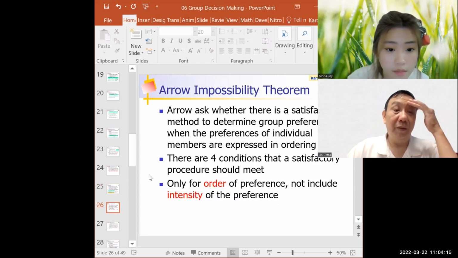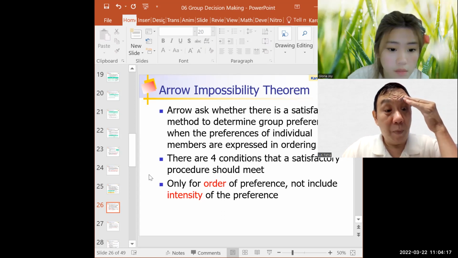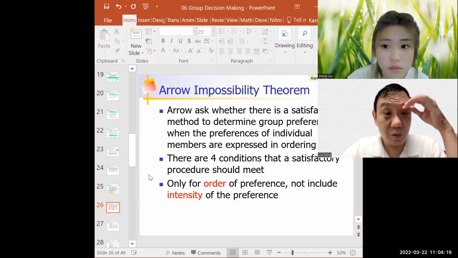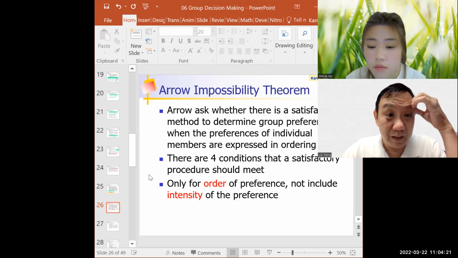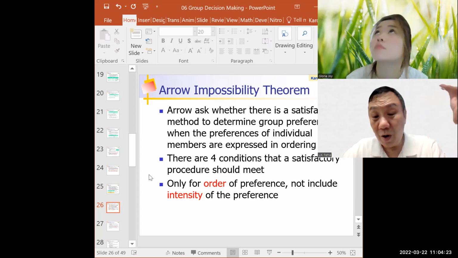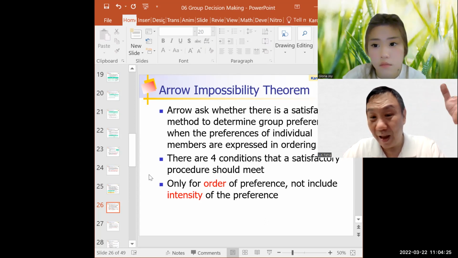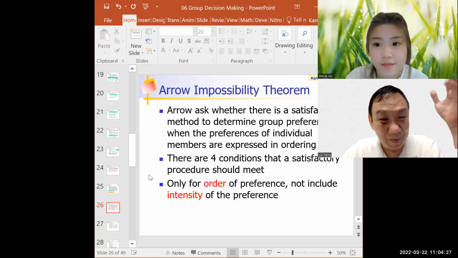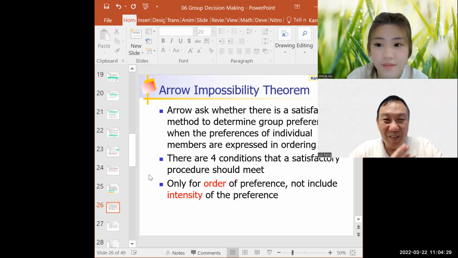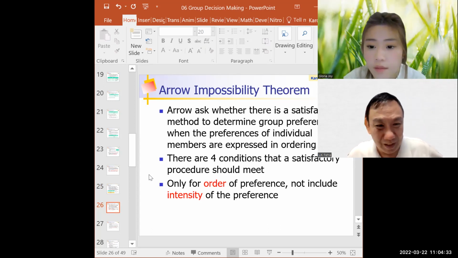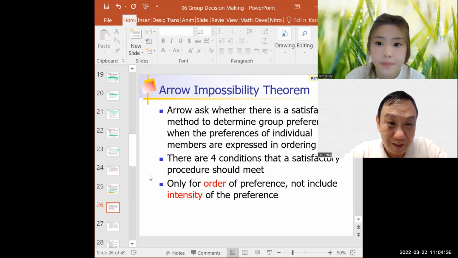Kenneth Arrow won a Nobel Prize because of this, what is called the Arrow impossibility theorem. If you want, I have the book about this. I have several books actually. If you want, you can read the detail. In here, I just put 2 or 3 slides, but the detail is so thick.